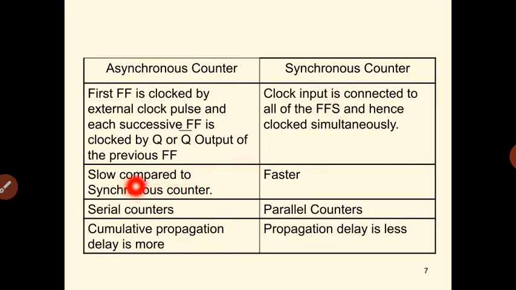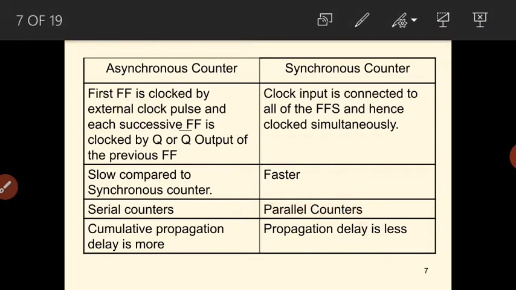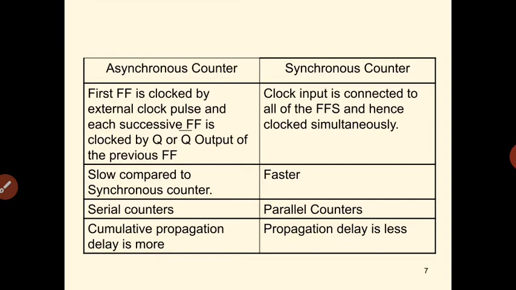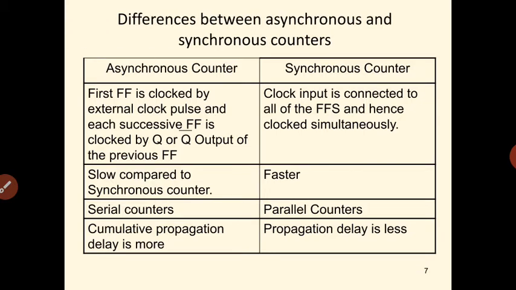Asynchronous counters are slow compared to the synchronous counters, and synchronous counters are faster compared to the asynchronous counters. Similarly, asynchronous counters are called serial counters, and synchronous counters are called parallel counters. In asynchronous counters, the cumulative propagation delay is more, and in synchronous counters, the propagation delay is less. So these are some of the differences between asynchronous and synchronous counters.